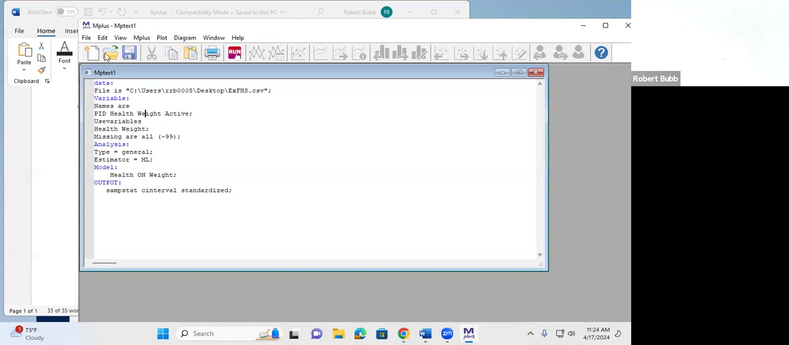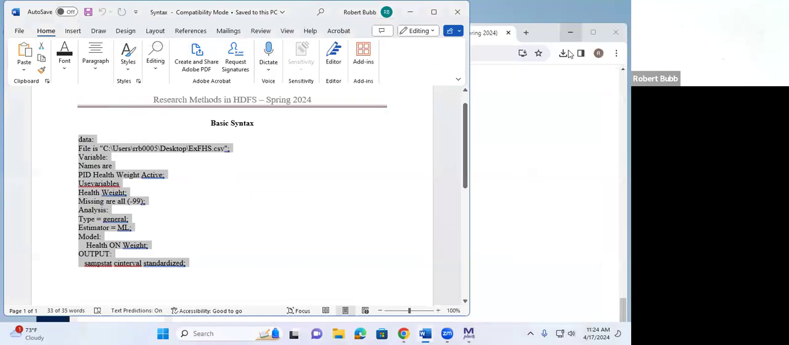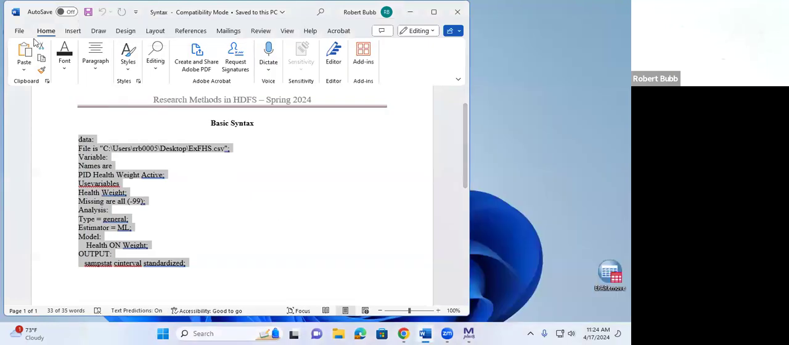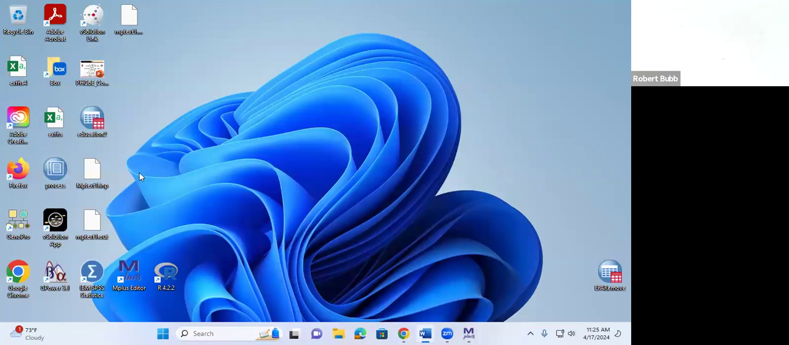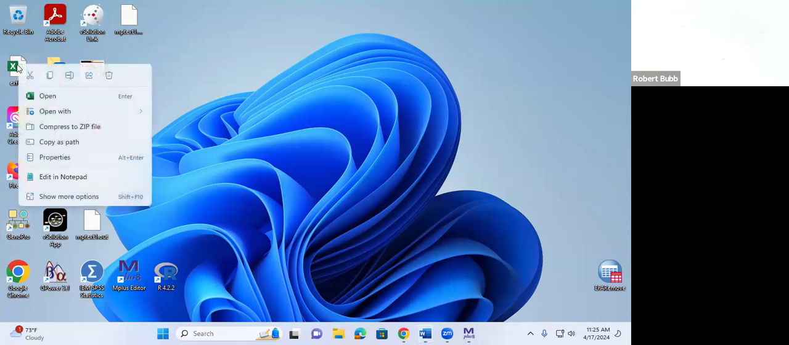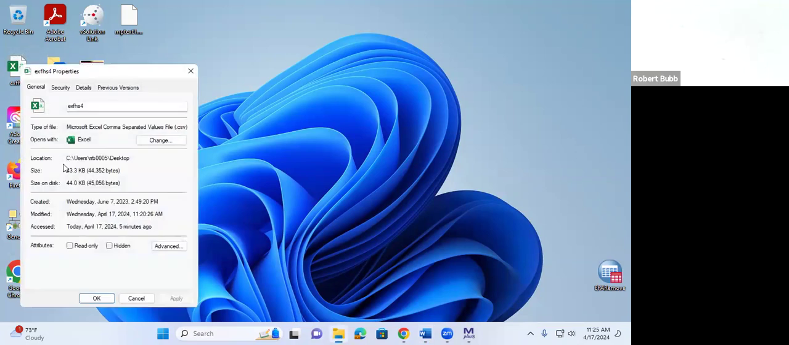All right, so again, if you need to know what your file destination is, you can, I guess just move this. Remember, you can always find your file on your desktop. Right click it and then go to properties, right? And it'll give you the location right here.